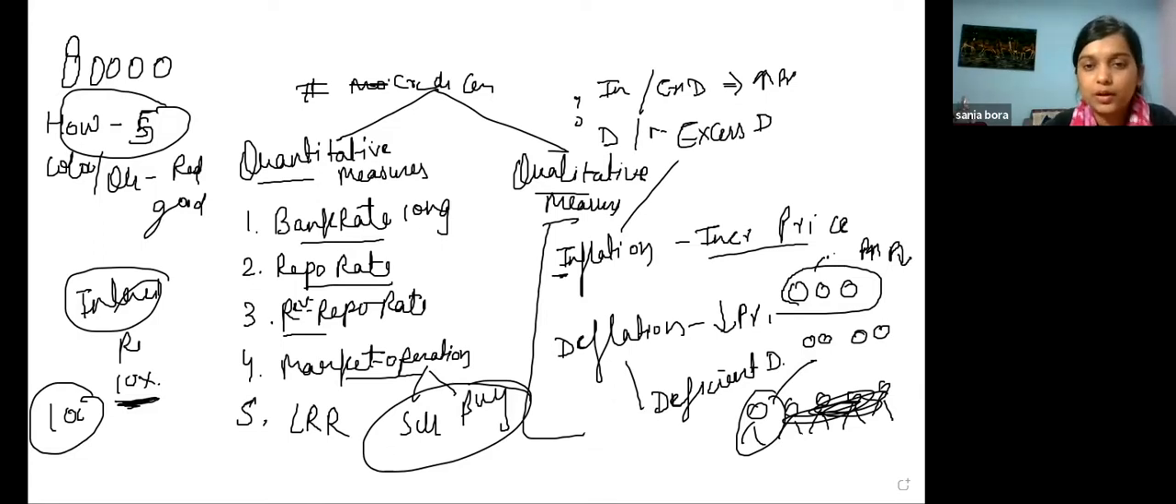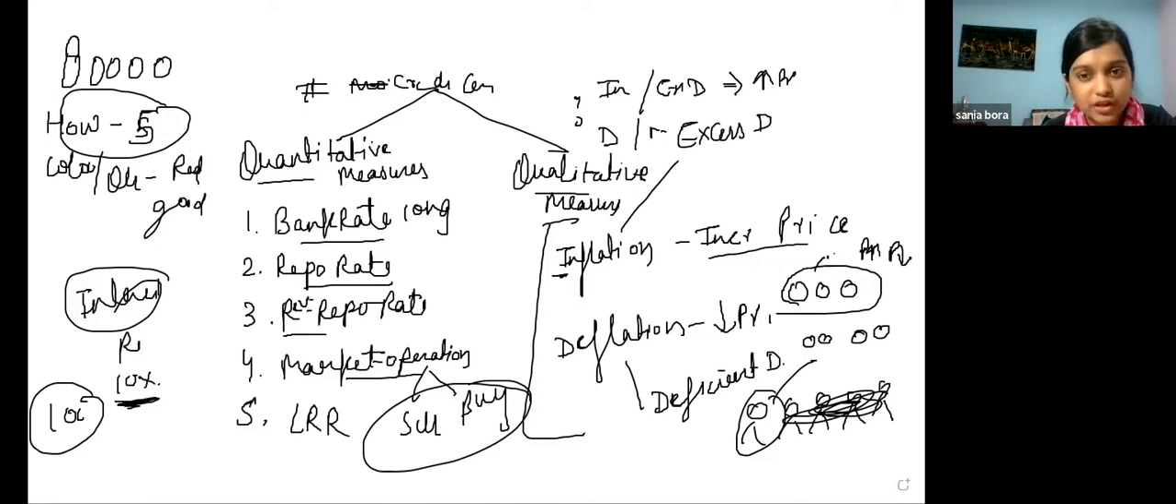Now, first of all, I'll tell you how you're going to make notes. This is your notebook. From here onwards, you'll give a hashtag. First, we will do quantitative measure. So for quantitative measure, you'll be giving a heading. Then the first quantitative measure is your bank rate.